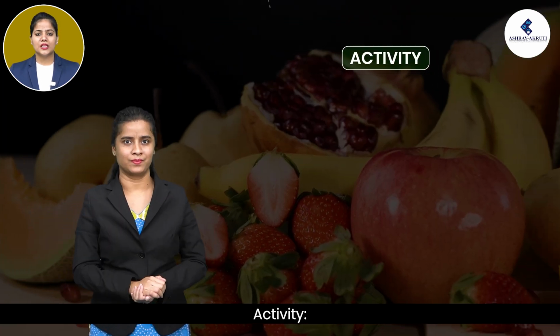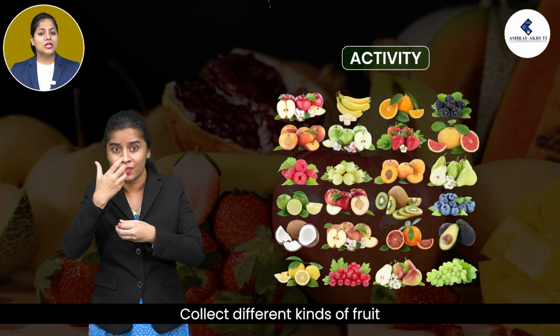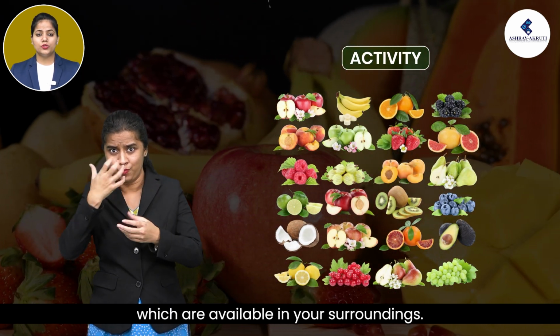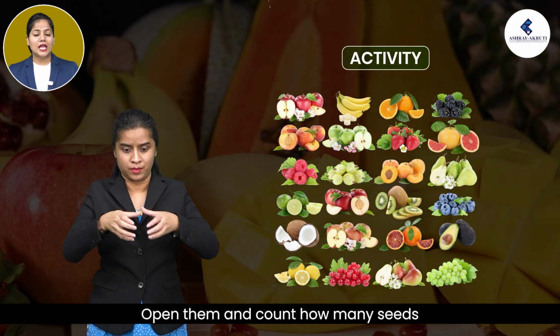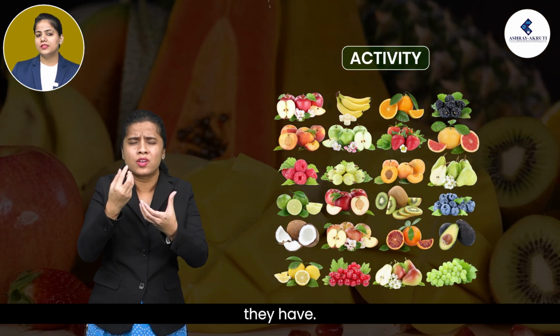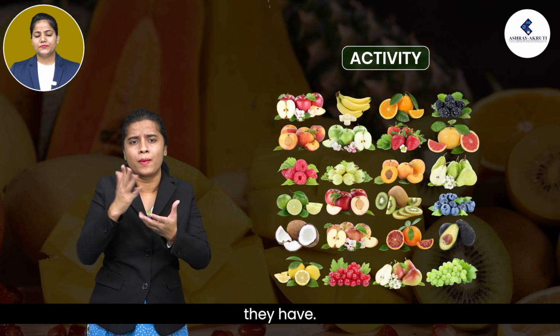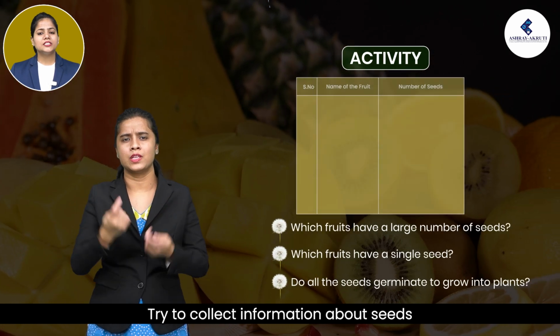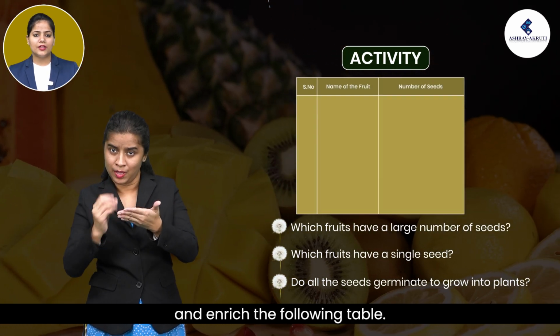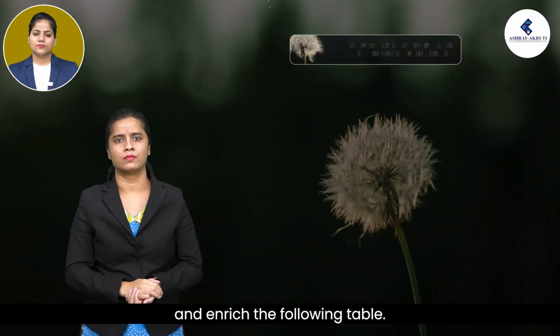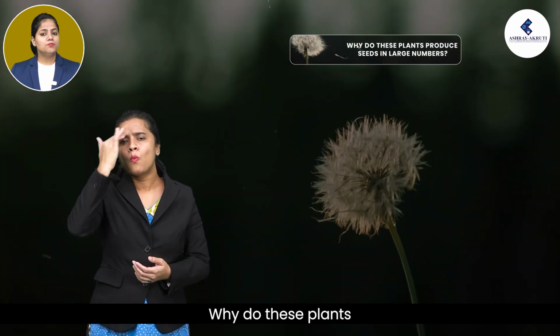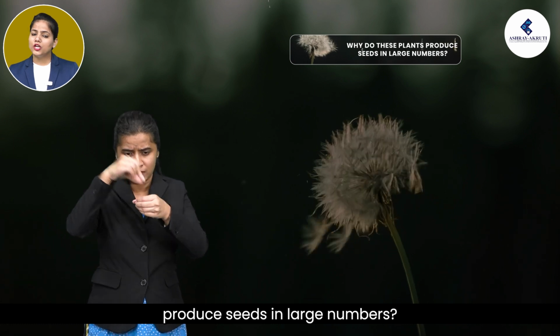Activity. Seeds in fruits. Collect different kinds of fruit which are available in your surroundings. Open them and count how many seeds they have. Try to collect information about seeds and fill in the following table. Why do these plants produce seeds in large numbers?